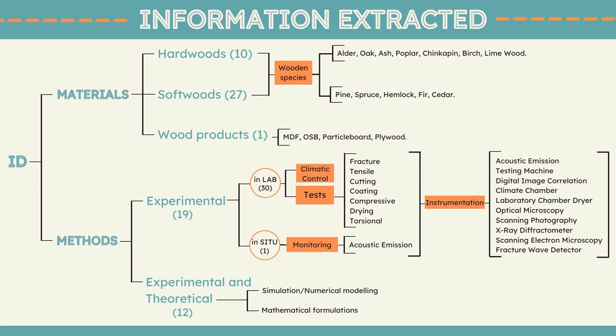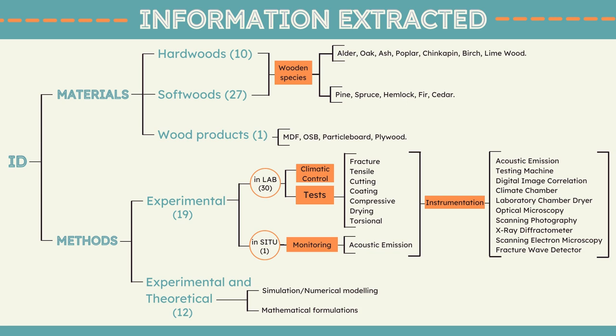The tests performed on the samples often involved a climatic control on them, for example inside a climate chamber for a certain period or simply moistening the samples. The tests were of various types, mainly fracture tests, but also tensile, cutting, coating, compressive, drying, and torsional tests. Among them, 12 documents had both an experimental and theoretical approach, performing also numerical modeling or simulation, and in some cases suggesting mathematical formulations. The instrumentation applied was different.